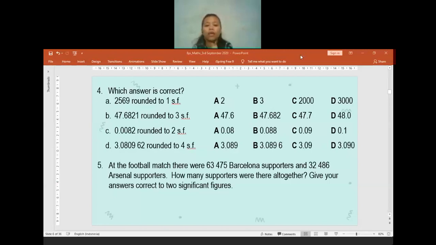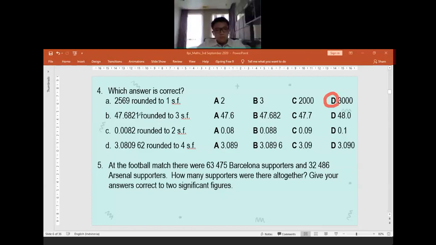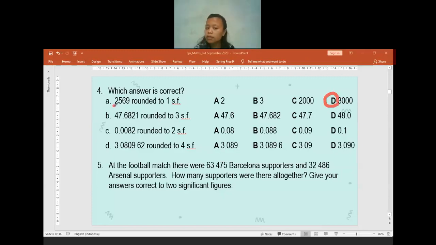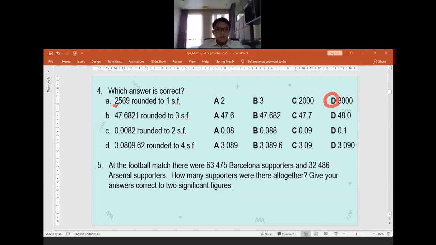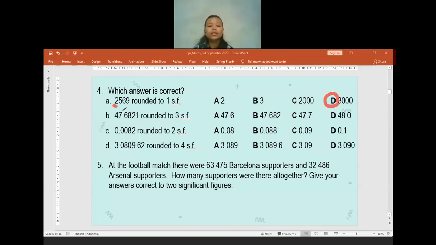For the question 4, this is an MCQ question. So for the question 4A, the answer is A, B, C, or D. Anyone who already tried to do it at home? Yeah, it will be D. Is there anyone who is confused? Why is it D? The first significant figure is 1, rounded to 3, but it cannot be only 3, it must be in the same amount, so it is 3,000. Okay, good job.